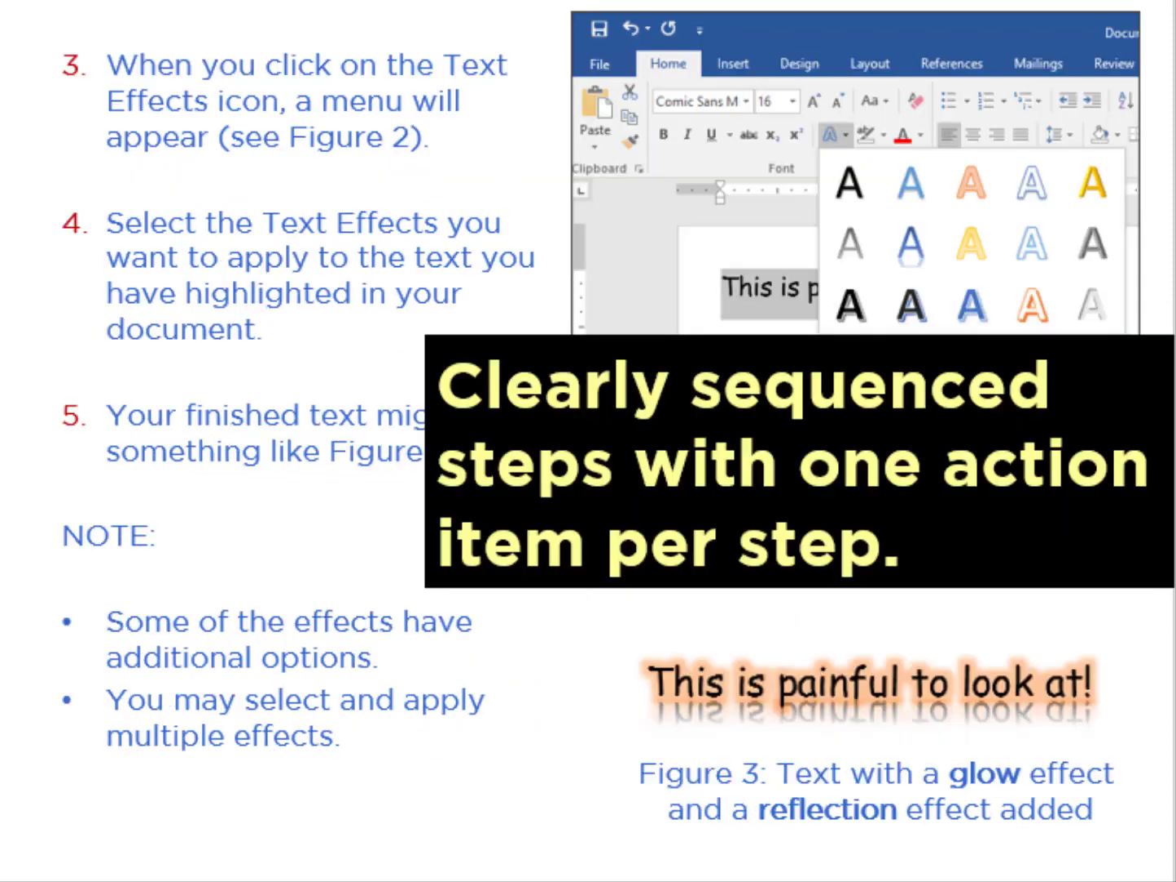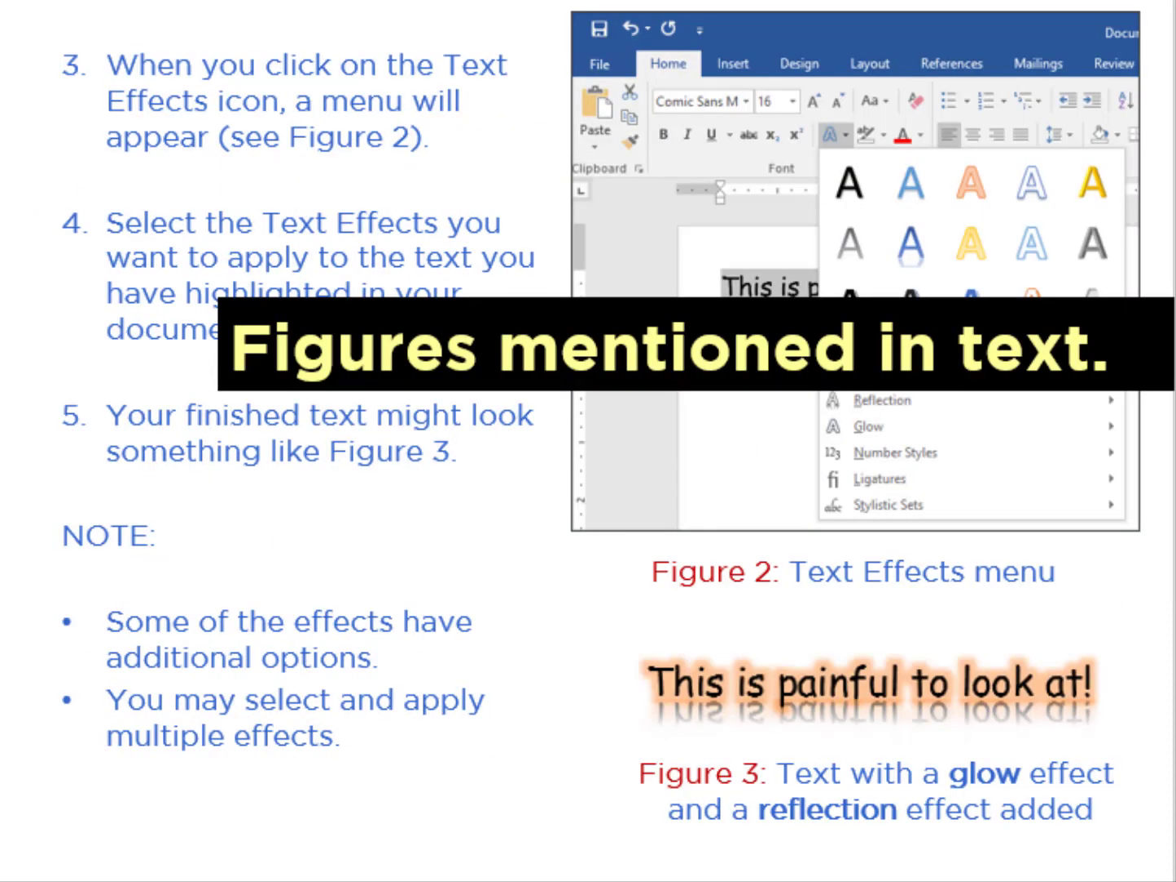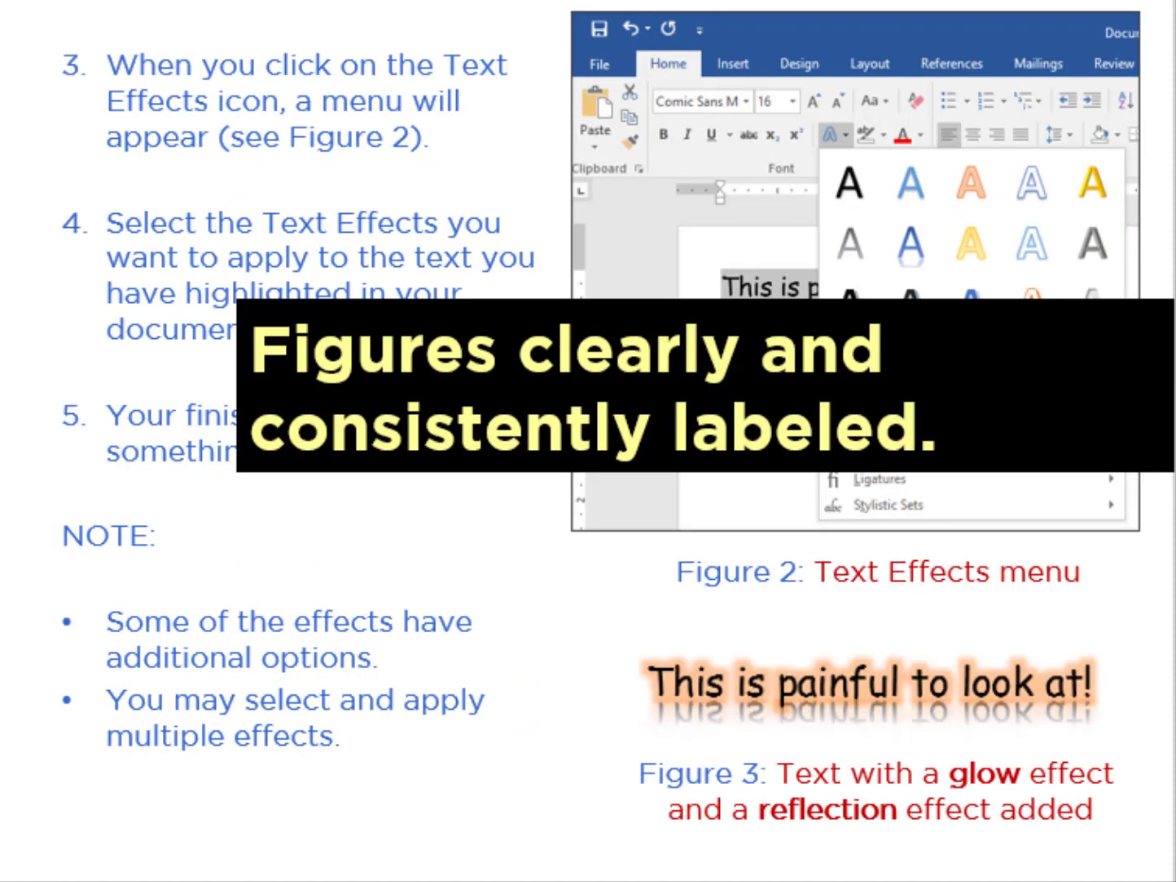Third, there are clearly sequenced steps with 1 action item per step for clarity. Each figure is mentioned and referenced in text, and this doesn't always happen. For more aesthetic or artistic documents, figures may not necessarily be mentioned in text and labeled, but for workplace documents and especially things like instructions, this is really important. And each figure is clearly and consistently labeled across the instructions.